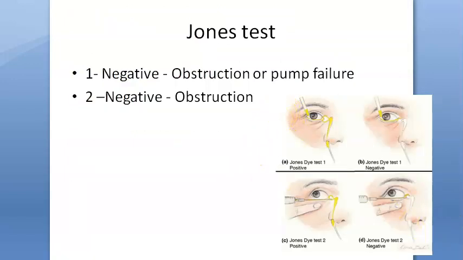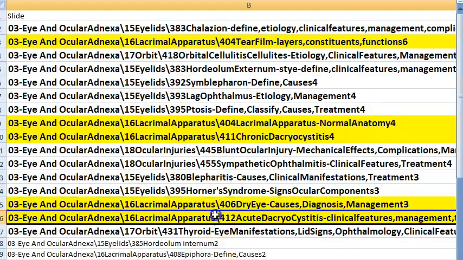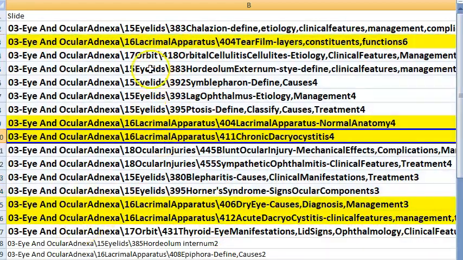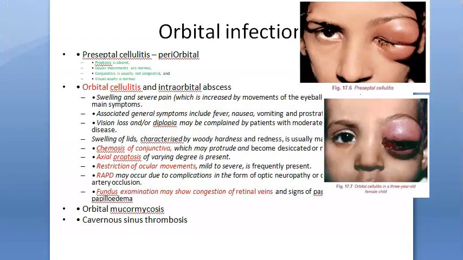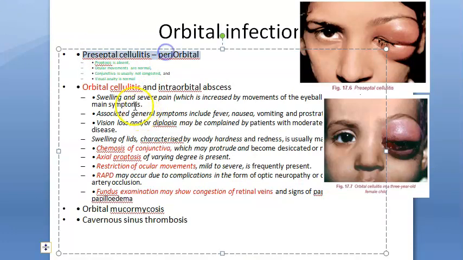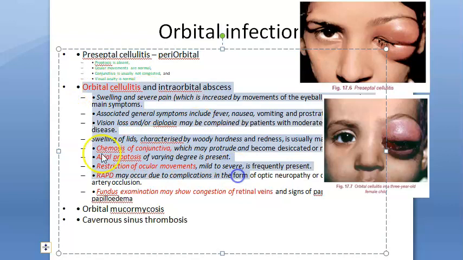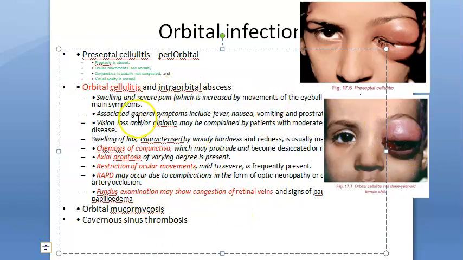You can look at this. This is the Jones test to check if there's obstruction. So we are done with the lacrimal apparatus. Next is what? Orbit. So orbital infections, you have preseptal, and then you have orbital cellulitis. Orbital cellulitis is actually an emergency, isn't it? That's why you should know how to differentiate preseptal cellulitis and orbital cellulitis.